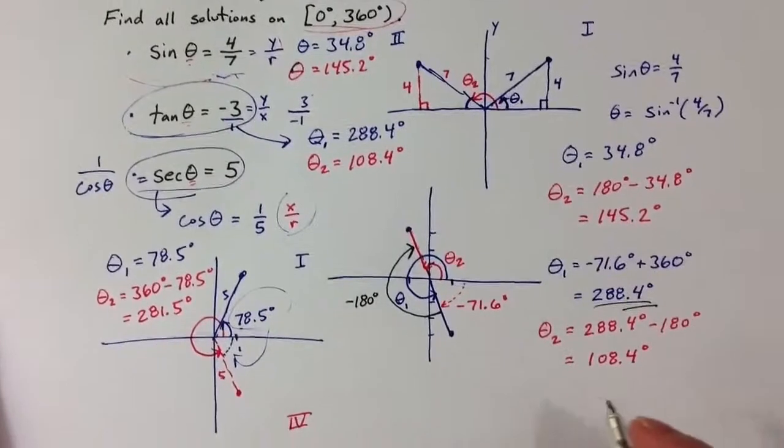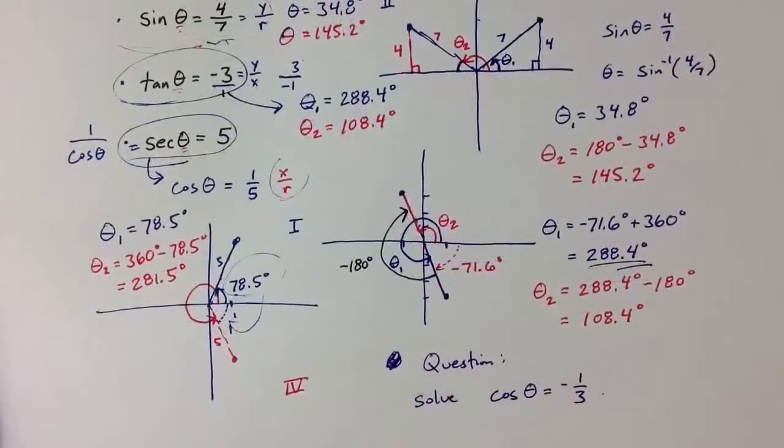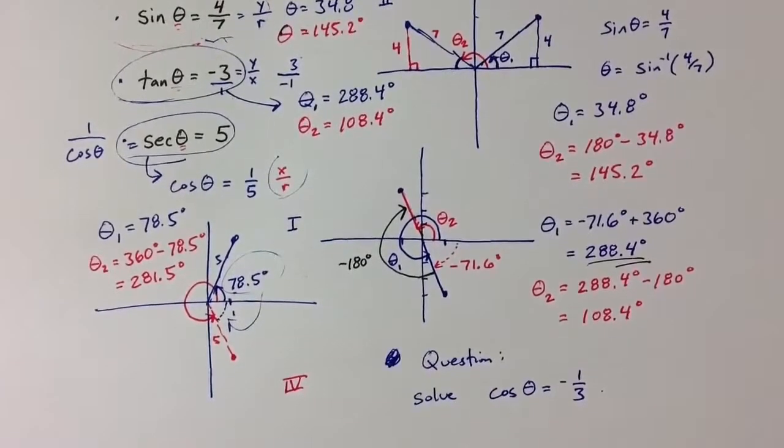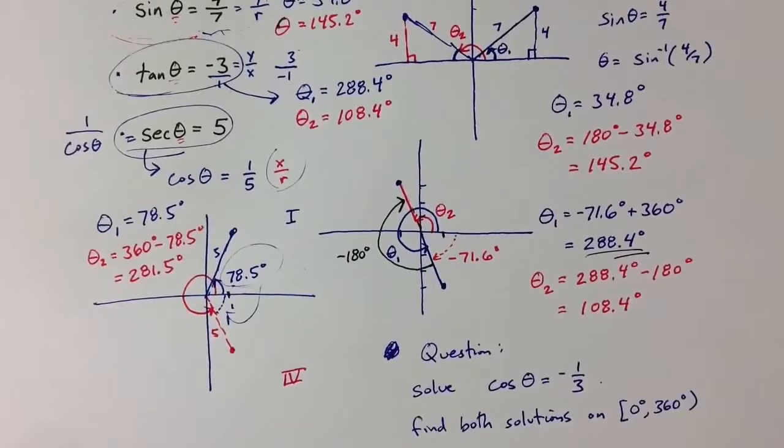So let me end with a question. I encourage you to take a few minutes and try to solve the equation cosine theta equals negative 1/3. And try to find both solutions on the interval from 0 to 360.